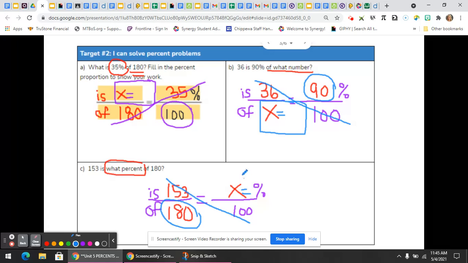So what percent do you end up with? Don't forget to label your percent sign. So right here will be your final answer for letter C.